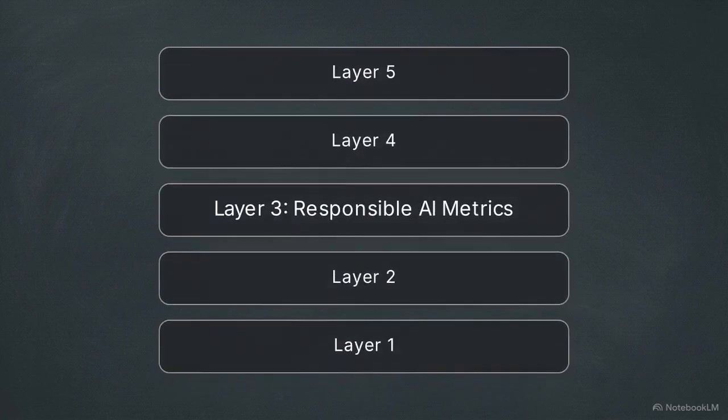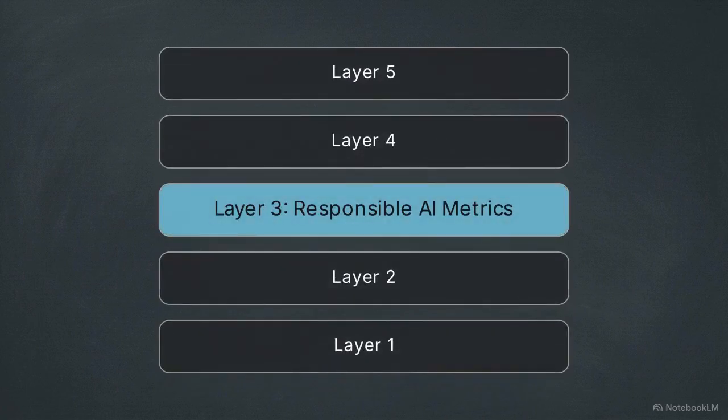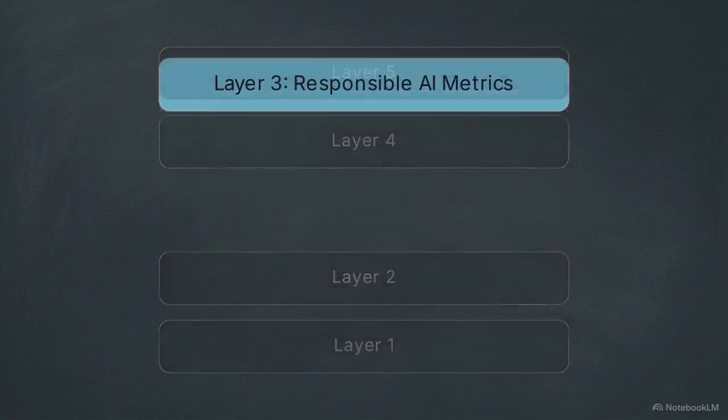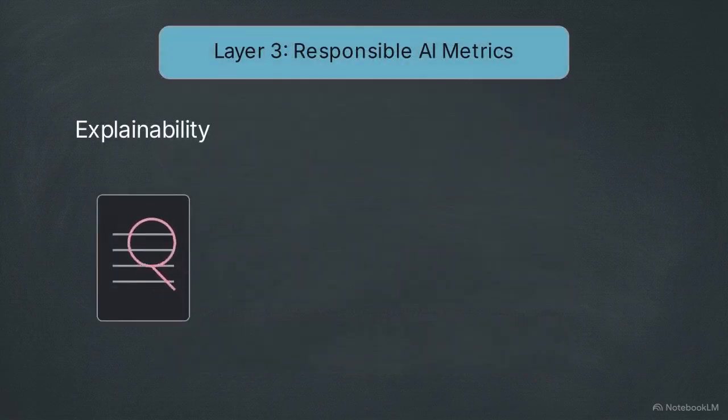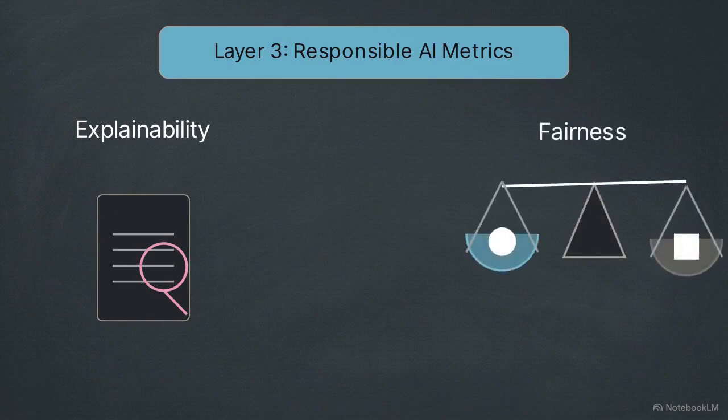At Layer 3, we track the metrics required to secure brand trust and regulatory compliance, responsible AI. Here, we evaluate qualitative requirements like explainability, ensuring the AI provides checkable source citations for its decisions, and fairness, to guarantee unbiased, equitable treatment across all human demographics.